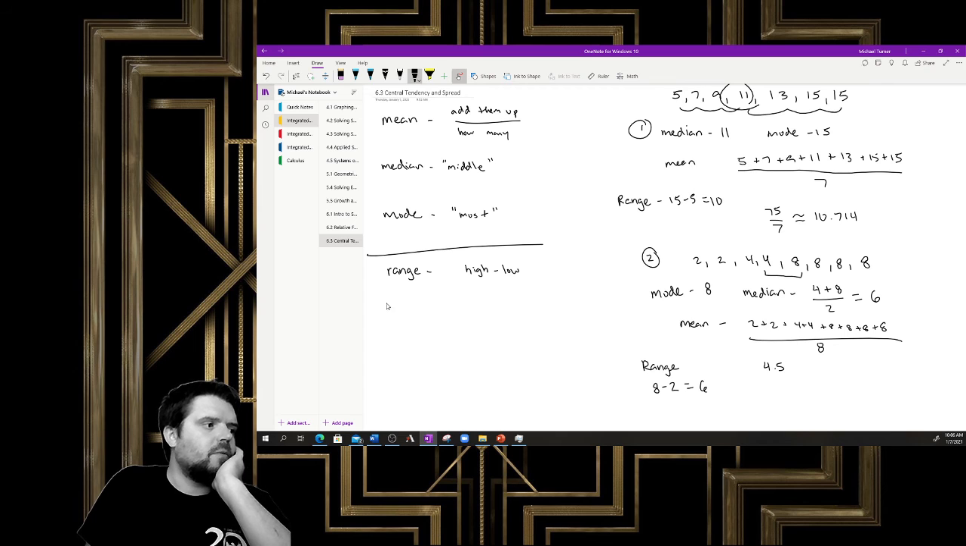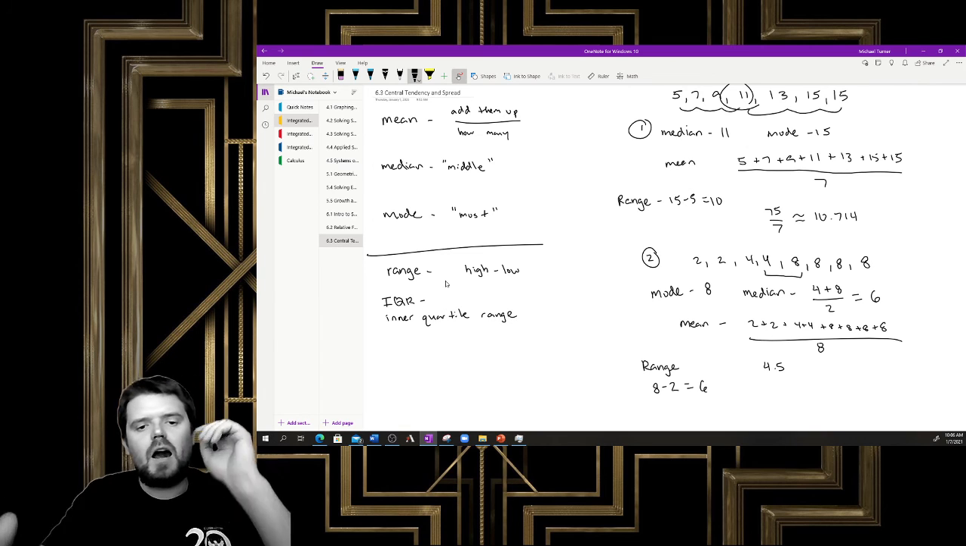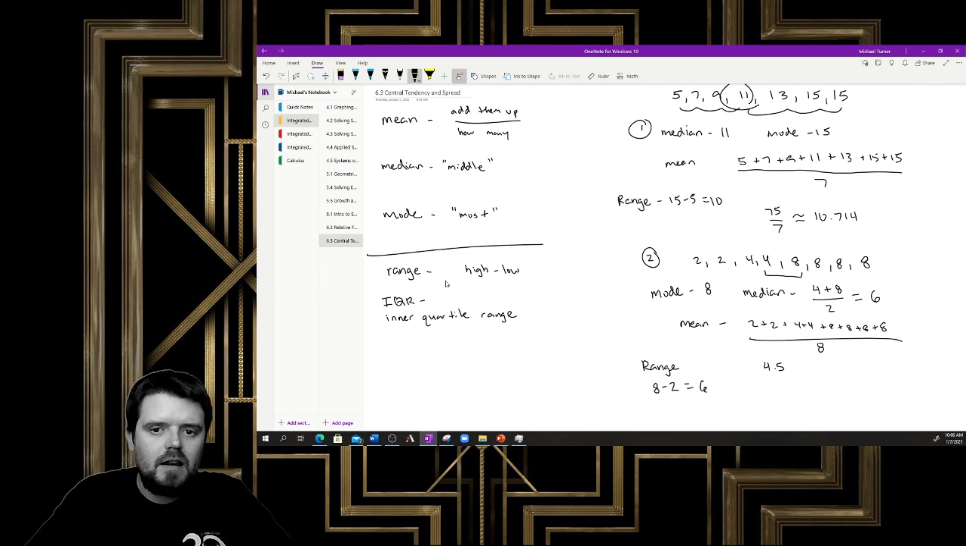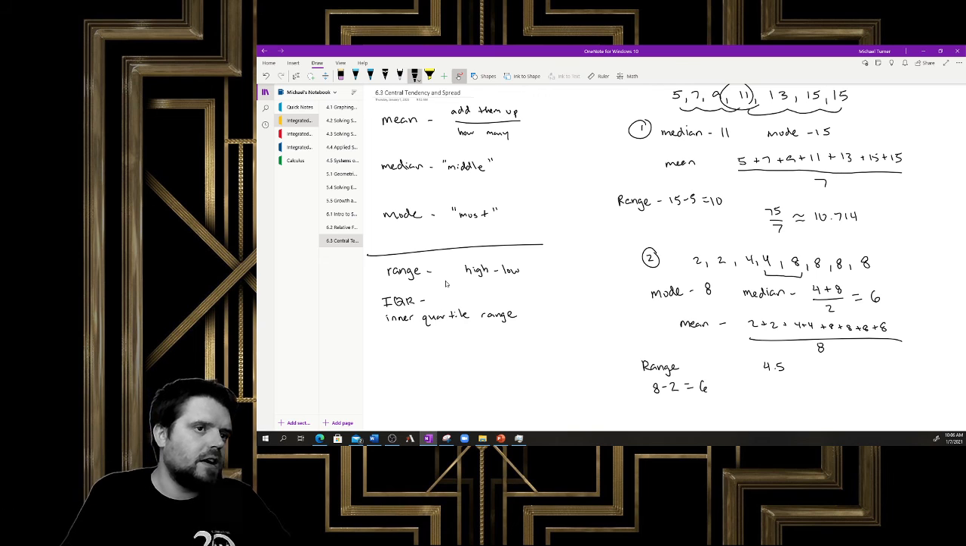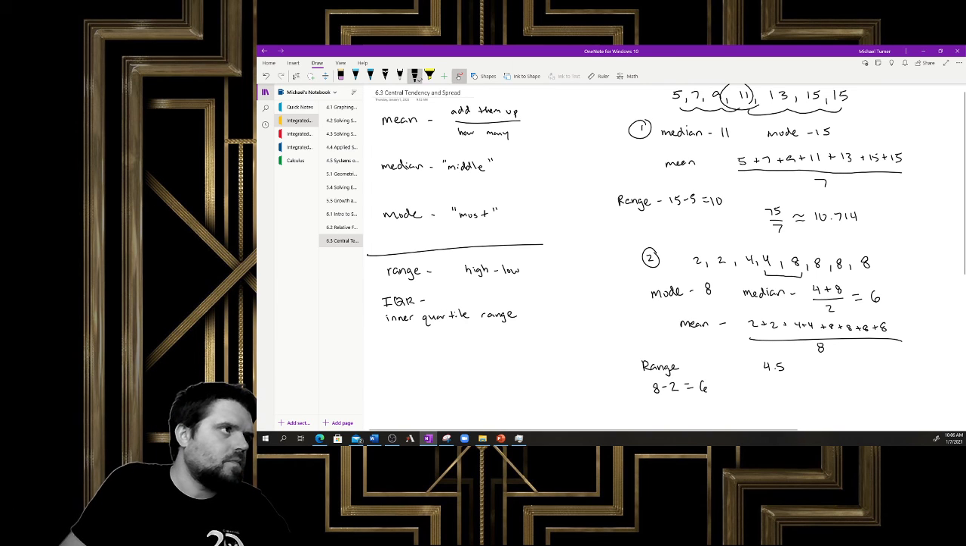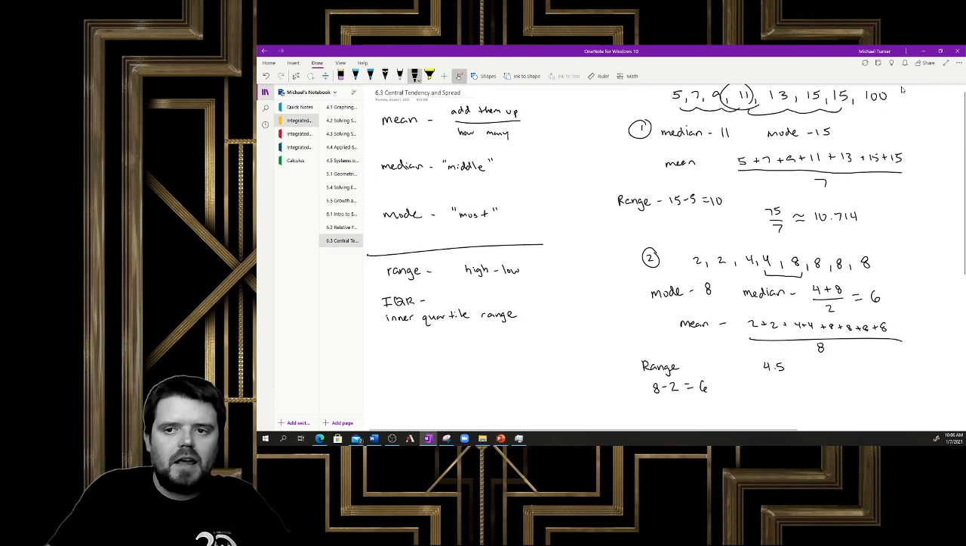The other most common way to look at spread is what's known as interquartile range, or IQR. The advantage to IQR versus range is that it eliminates the possibility of having an outlier throwing off our data set a lot. So for instance, let's say I took an example like number 1, and I went in and let's say I added 100 at the end. Okay, 100 is a lot bigger than the rest of my data.